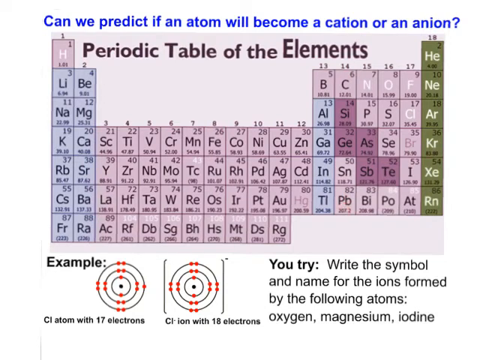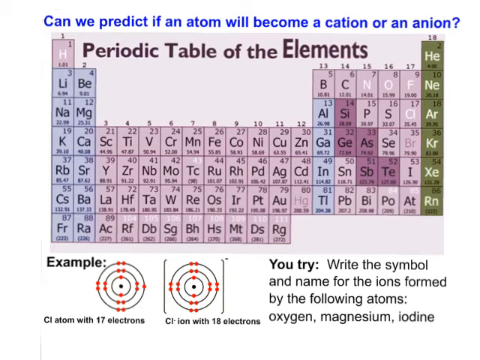Now these are a little bit different. We'll talk about those later because they could either gain or lose. Those we won't be discussing right now, but as for the rest of the families here, you should be able to predict whether it will become a cation or an anion and what the charge will be.